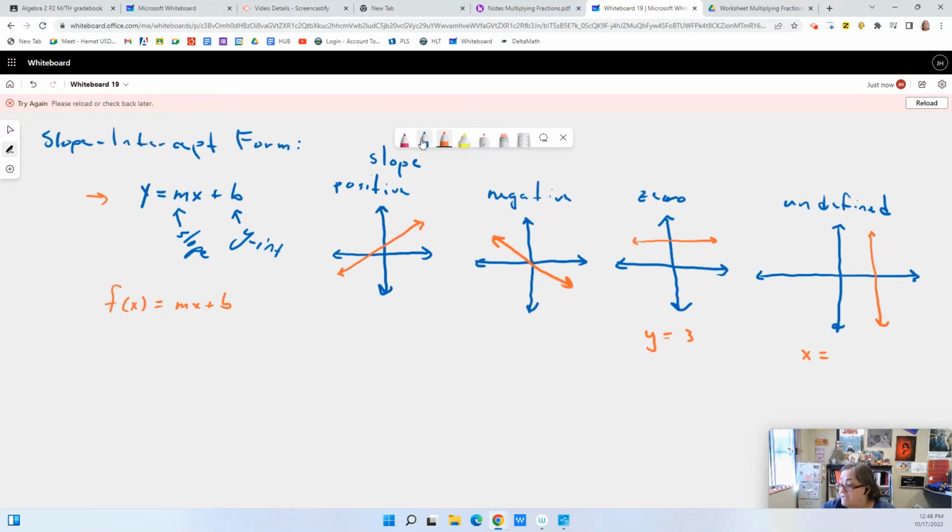And so we are going to take equations, and sometimes they're going to be written in the standard form, and sometimes they're going to be written in the slope-intercept form. You're going to want to change them to the slope-intercept form in order to graph them.